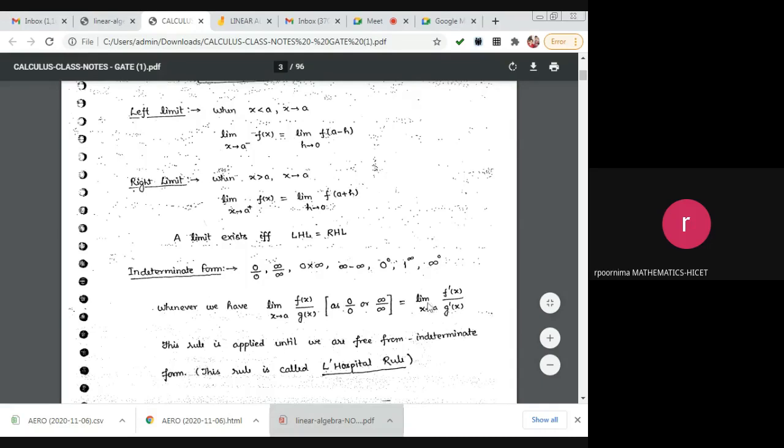That is, after applying the limit, if the function you get is an indeterminate form, you have to apply L'Hospital's rule. That means limit x tends to a of f dash of x by g dash of x. Okay, so this is called your L'Hospital's rule. This rule is applied until we are free from the indeterminate form.